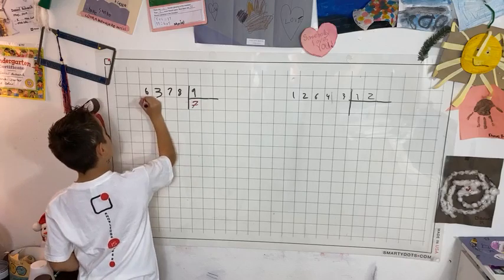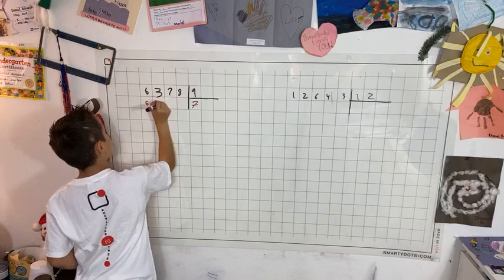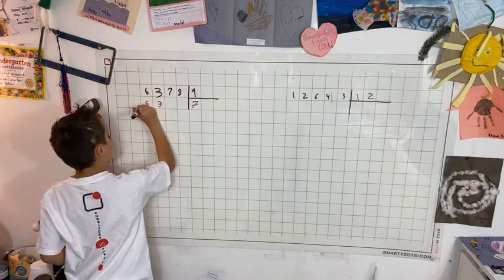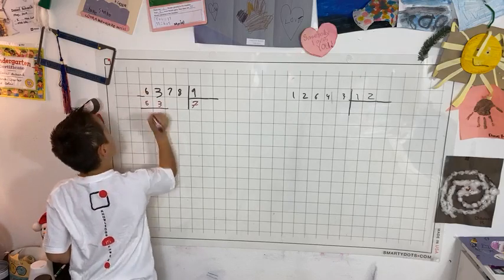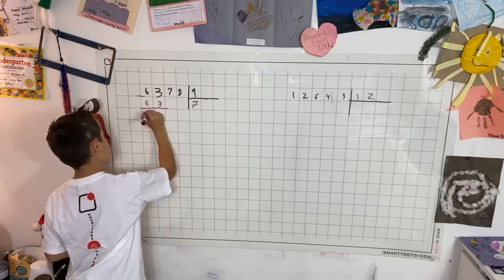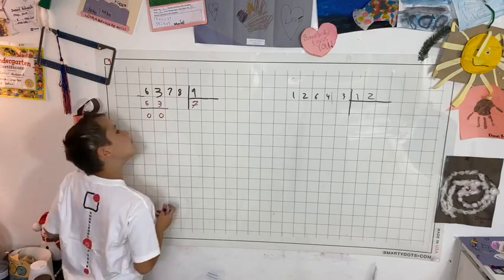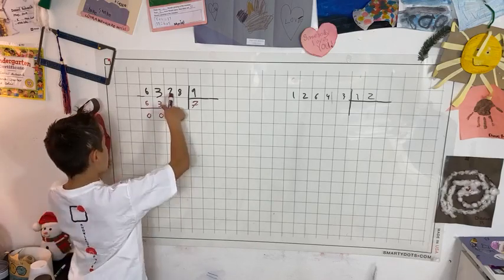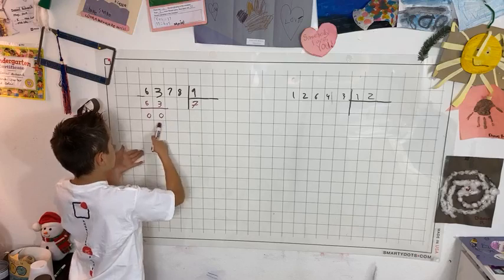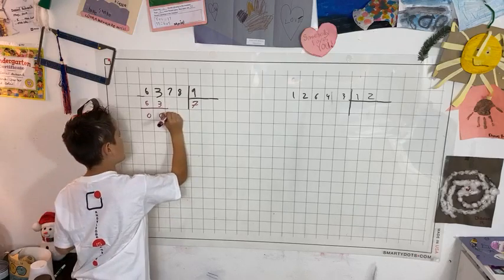And then we're going to write 63 and subtract it. Then 63 minus 63 is double zero. And then we drop the 7 down, because zero doesn't fit a 9 in it. So that's why we're going to drop the 7.